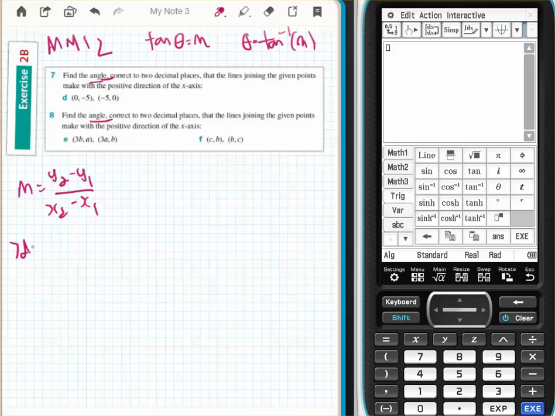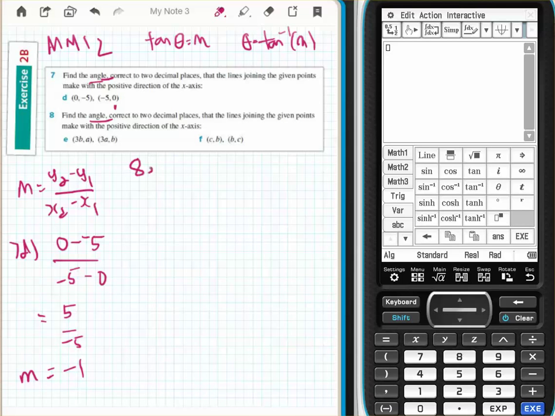So in 7D's situation, y2 is 0, so 0 minus 5 over minus 5 minus 0, which is equal to 5 on negative 5, which is a gradient of negative 1.